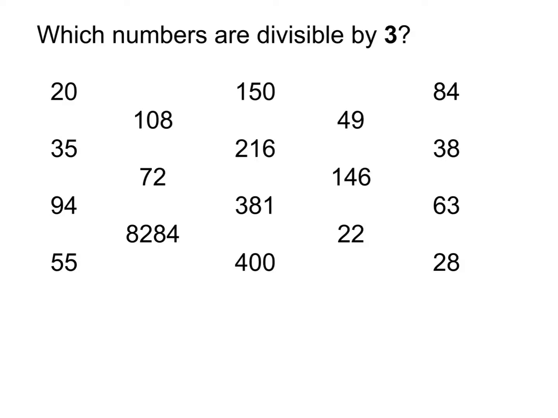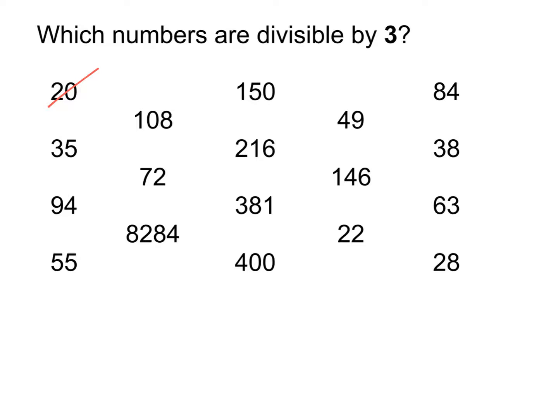20, is it divisible by 3? No, because if I know my times tables well, I know 3 times 7 is 21. So I can get close to 20, but I can't actually get to 20, so no. How about 35? Is that one divisible by 3?